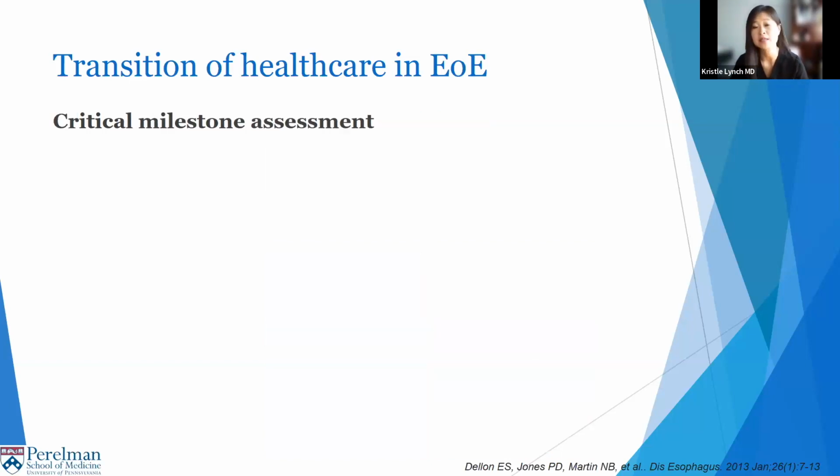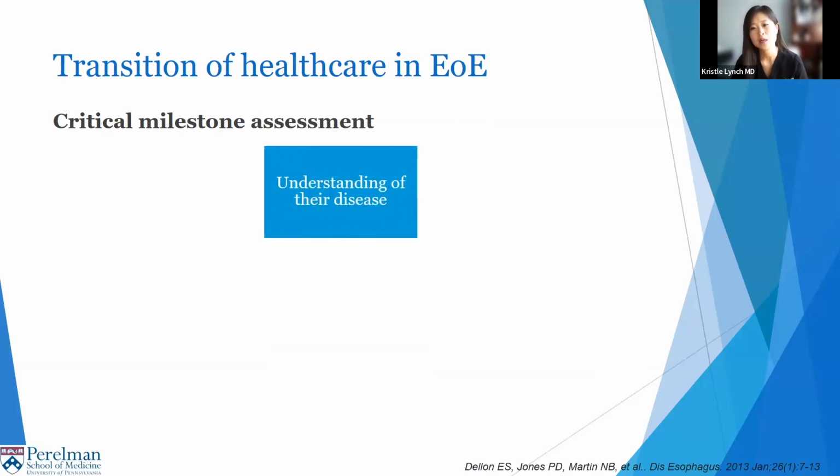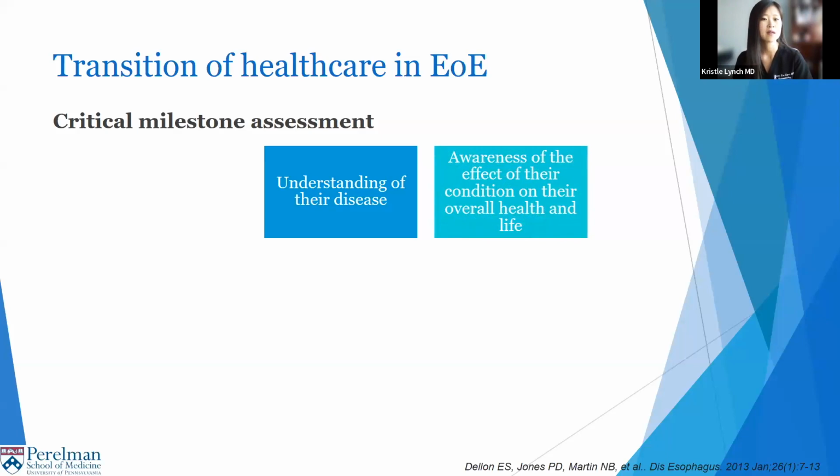There are some critical milestones that we should be assessing in transition of healthcare. How well do patients understand their disease? This may seem obvious, but I think there's a difference between a patient understanding how to live with their disease and a patient understanding the pathophysiology of their disease. Also, are patients aware of the effect of their condition on their overall health and life?